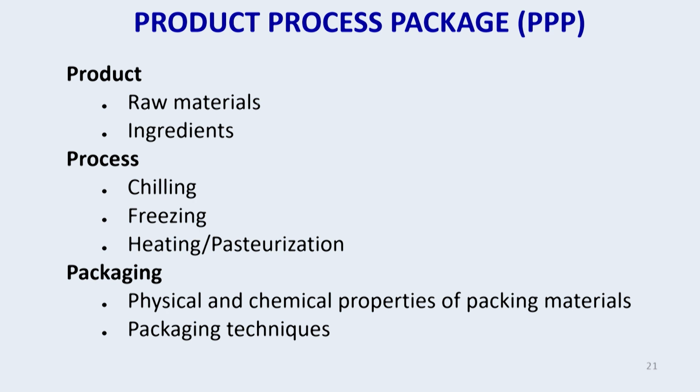So product: raw materials, ingredients. Process: chilling, freezing. Chilling is a positive temperature process, that is above 0 degrees centigrade. Freezing is below 0 degrees centigrade. Heating and pasteurization; the pasteurization process is mainly used in dairy industries. Packaging: physical and chemical packaging, the properties of the packaging materials, packaging techniques, etc.